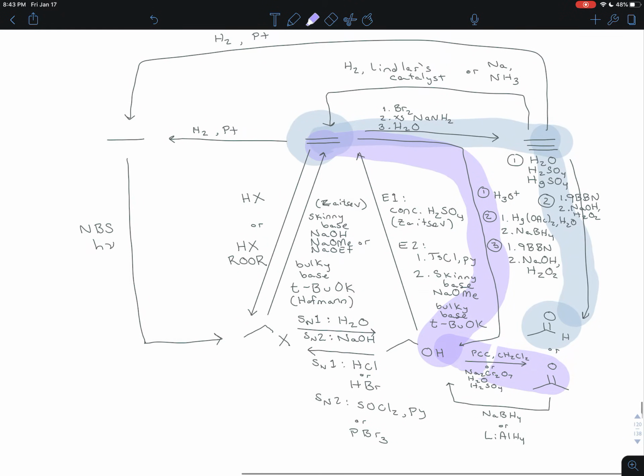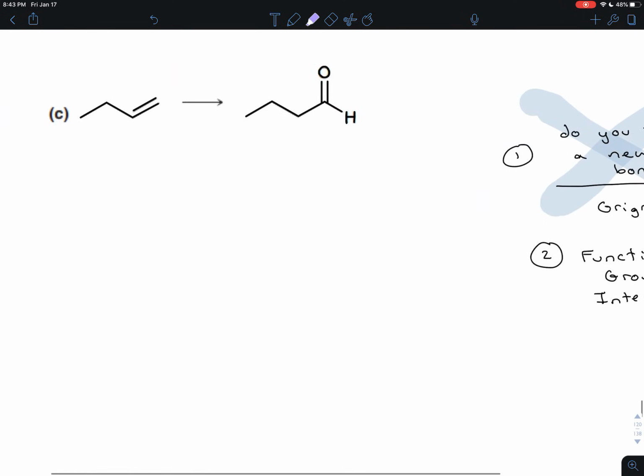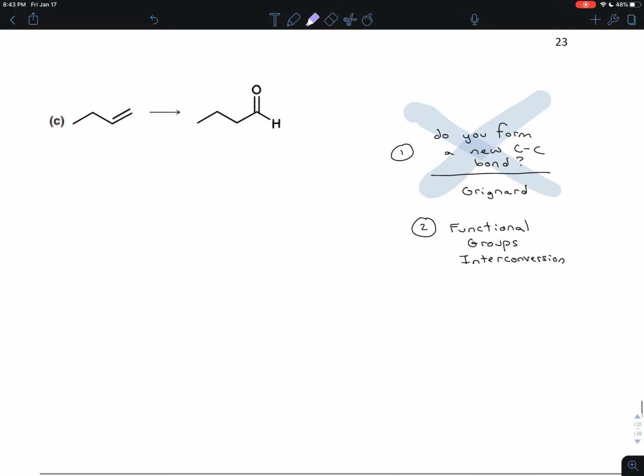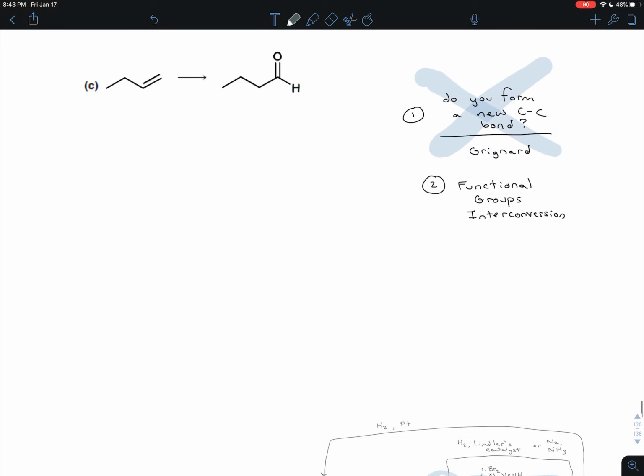And so there are several answers you can get for this. I'm going to do the hydration and the oxidation because that involves reactions that we learned in this chapter, the oxidation in particular. But we also discussed hydration a little bit at the beginning. So that's what I'm going to focus on here.